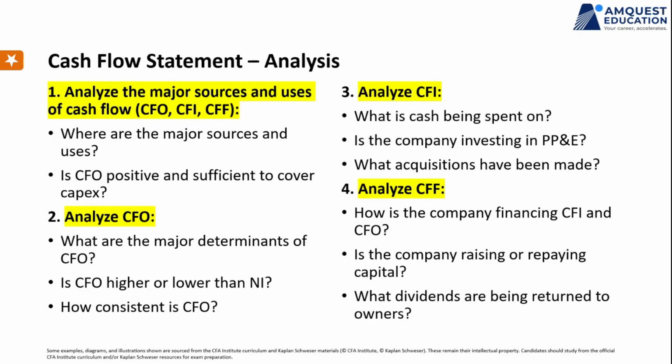Then CFI: what is the cash being spent on? You need to understand what is a related asset and what is a non-related asset. I think the better words are operating versus non-operating asset. Third, is the company investing in PPE? That would be visible if the company is planning capital expenditure. And if the company is trying to build capital expenditure, then all that capital expenditure is going to translate into plant, property, and equipment.